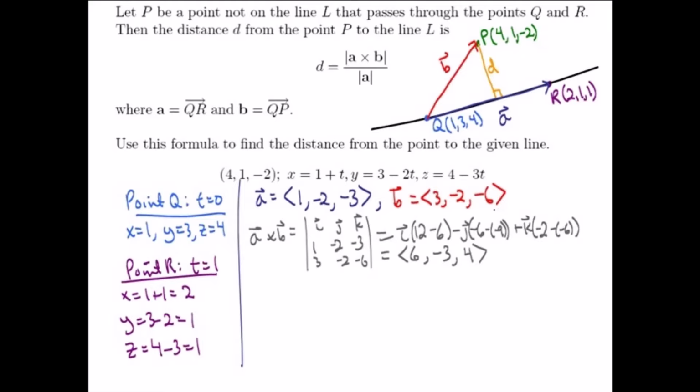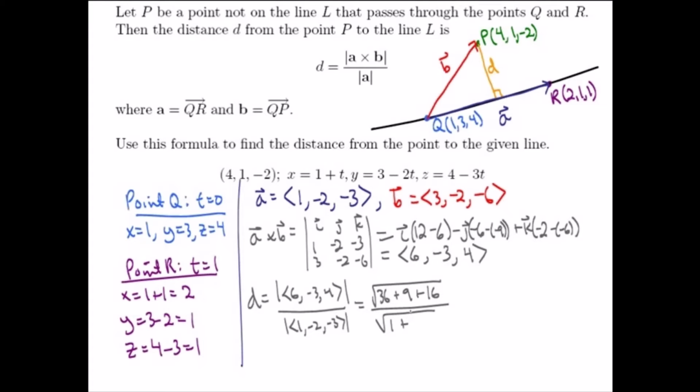All right, and so now I think we're ready to find the distance d. D is equal to the magnitude of that A cross B vector, so the magnitude of 6, negative 3, 4, divided by the magnitude of A, and A is the vector 1, negative 2, negative 3. So in the numerator, it's the square root of 6 squared, which is 36, plus negative 3 squared, which is 9, plus 4 squared is 16, divided by the square root of 1 squared, which is 1, plus negative 2 squared, which is 4, plus negative 3 squared, which is 9 still.